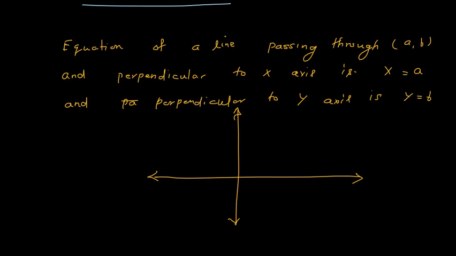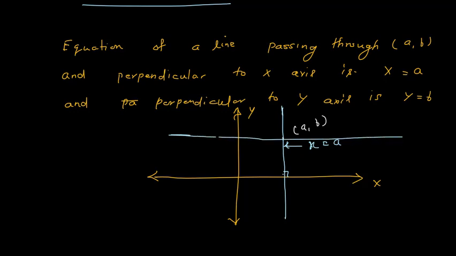So what I am saying is that suppose this is our coordinate axis, x axis, y axis, and suppose there is a point, say A comma B. Now if I draw a perpendicular line to this, perpendicular to x axis, then you will see that for this line the x coordinate is always going to be A. So x is equal to A is the equation.